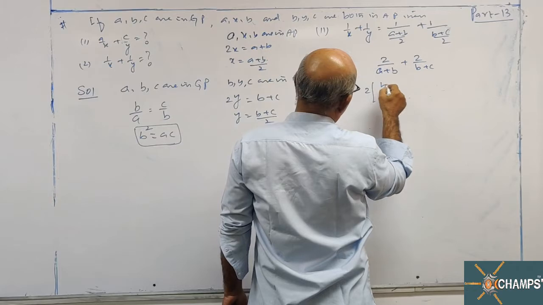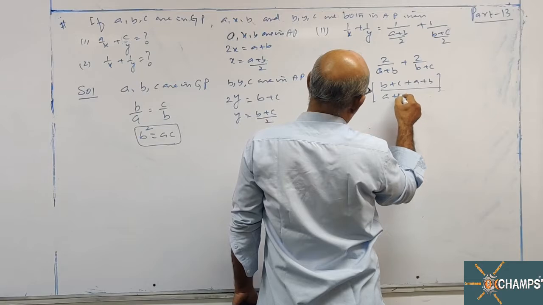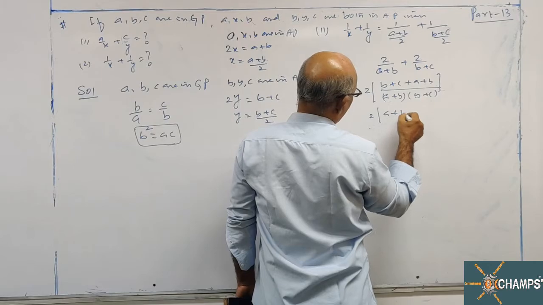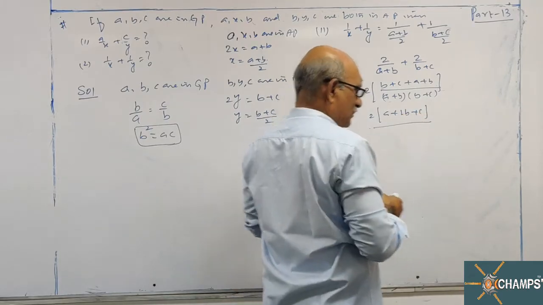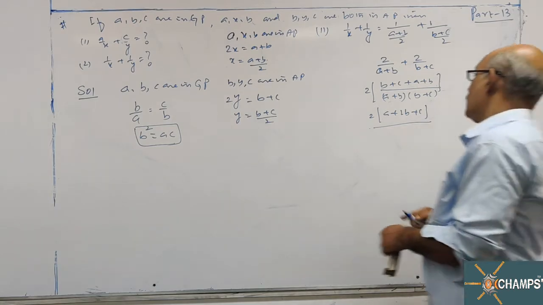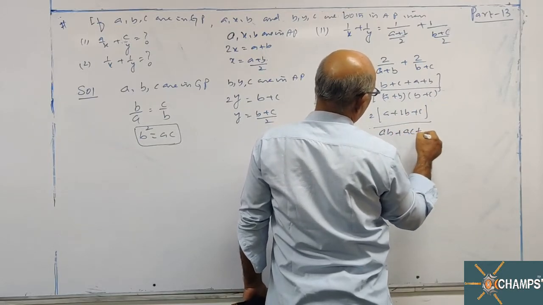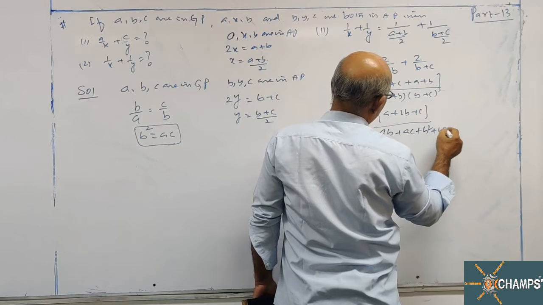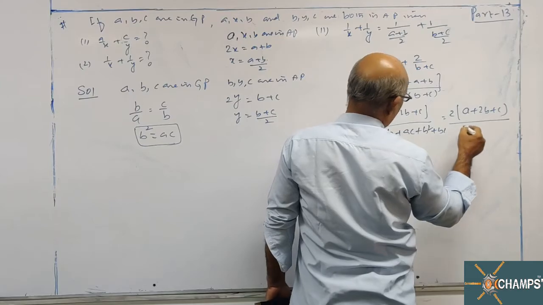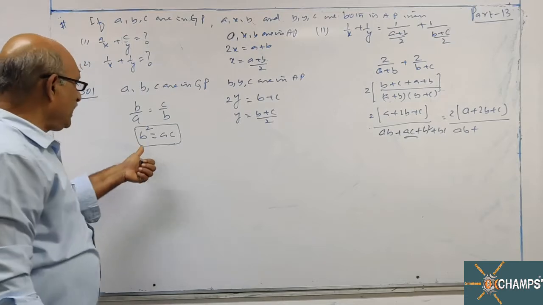I can take 2 as common. It is (B plus C plus A plus B) divided by (A plus B) into (B plus C). 2 times (A plus 2B plus C) divided by A into B is AB, A into C is AC, B square plus BC. 2 times (A plus 2B plus C) divided by AB plus AC, which can be replaced with B square. It is given in the question.